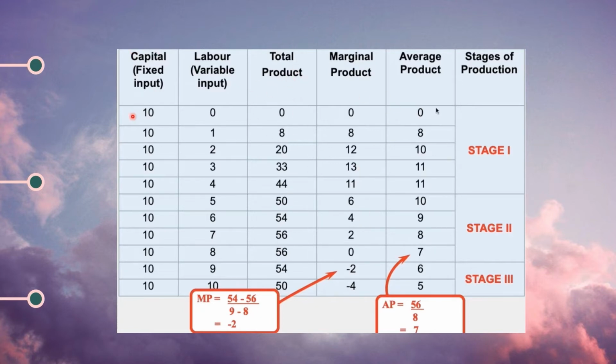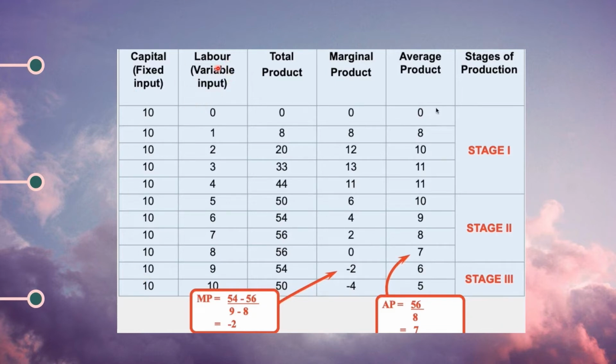Okay, first we have to see the capital, which is the fixed input. As we see here, the number of capital is constant because it is a fixed input. For example, we want to produce chairs, so we only have 10 machines. So the machines are constant. The amount of machines is constant.